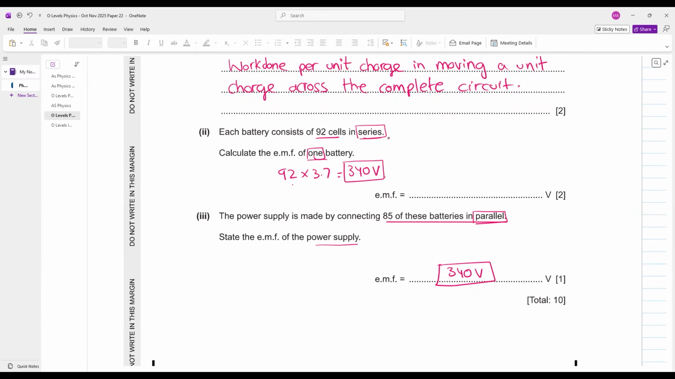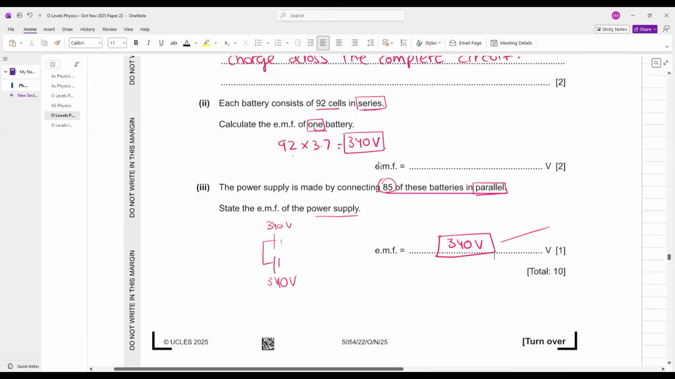ओके. नाउ आपके पास 85 बैटरीज हैं जो कि आइडेंटिकल हैं. लाइक यू हैव 85 बैटरीज ईच ऑफ 340 वोल्ट्स कनेक्टेड इन पैरेलल. तो मुझे बताओ टोटल वोल्टेज क्या हो जाएगा? पैरेलल में तो वोल्टेज सेम रहता है. और ईएमएफ विल बी 340.